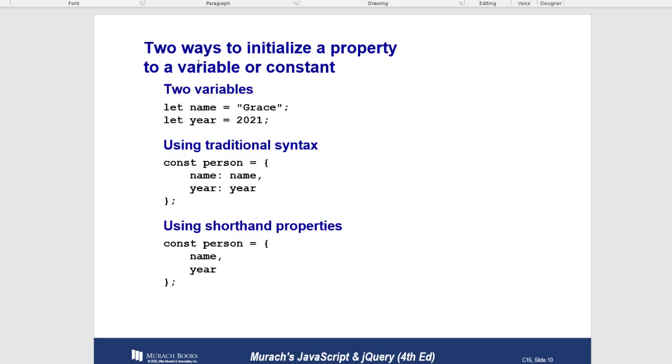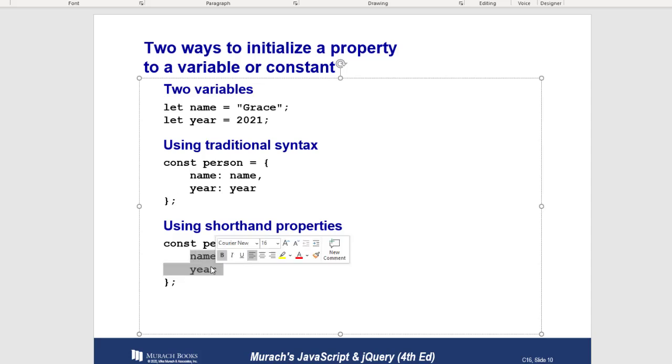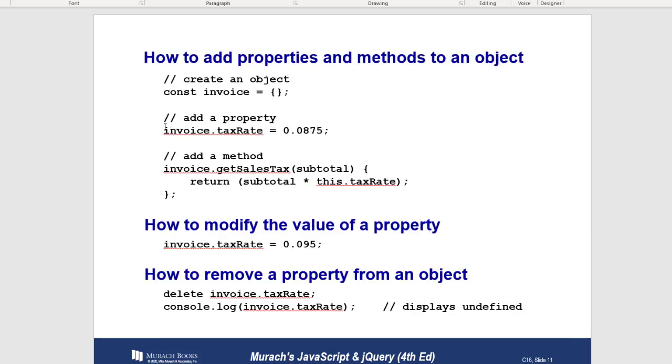Two ways to initialize a property to a variable or constant. So you've got let name equals grace, let year equals 2021. Traditional syntax looks like this. You would say person, then name must equal name, year must equal year. And the shorthand properties, you just put name comma year if there's no alternative name.